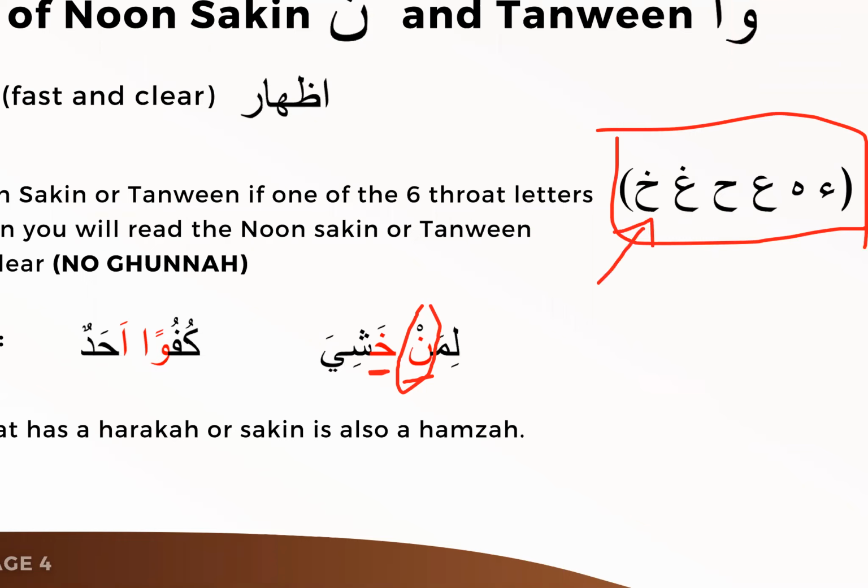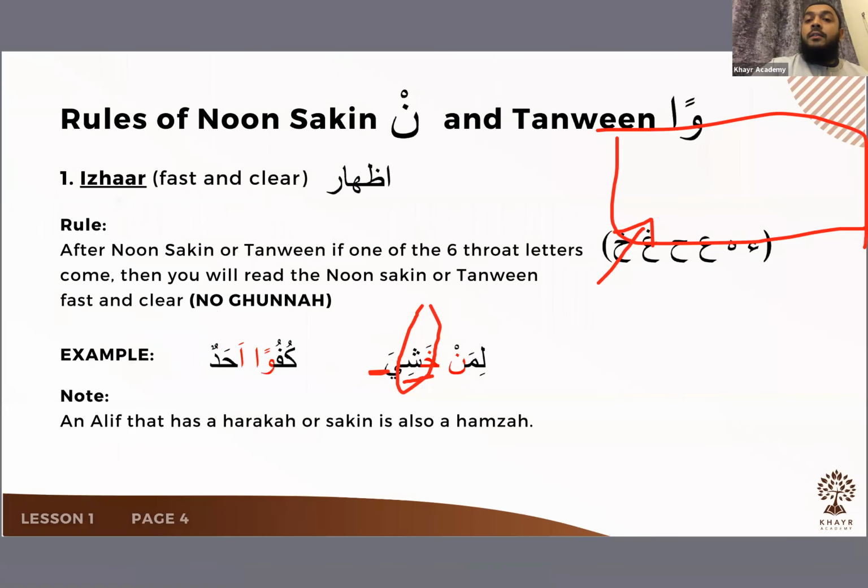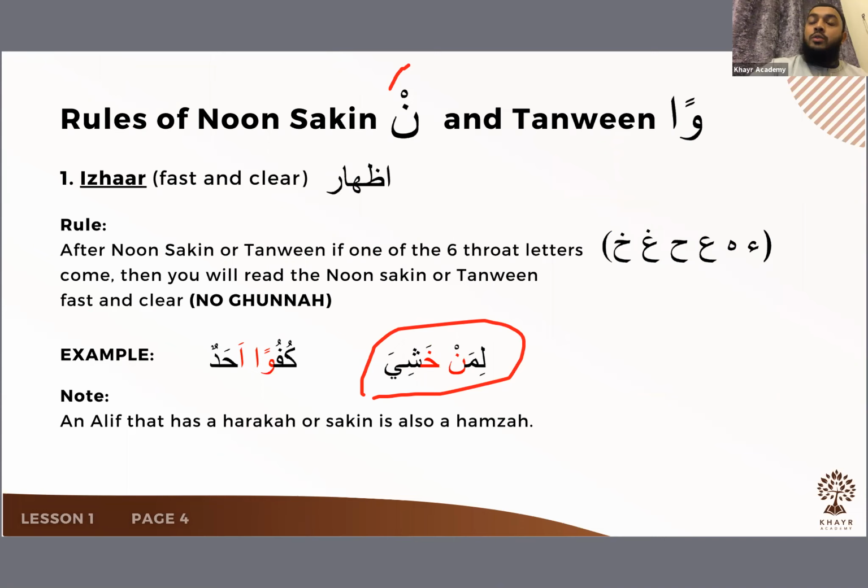So now you tell me, is this right? ذَلِكَ لِمَنْ خَشِيَ رَبَّهُ. Or is this one right, number 2? ذَلِكَ لِمَنْ خَشِيَ رَبَّهُ. What's right? The second one. Second one, because why? Because I read it fast and clear without any gunnah. Okay, this was the example of Nun Sakin. So Nun Sakin is covered.